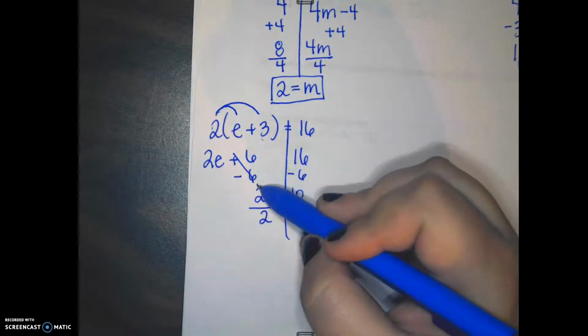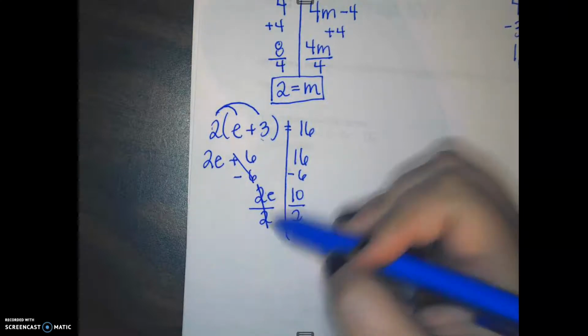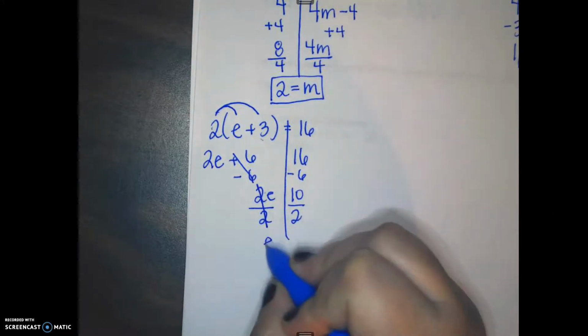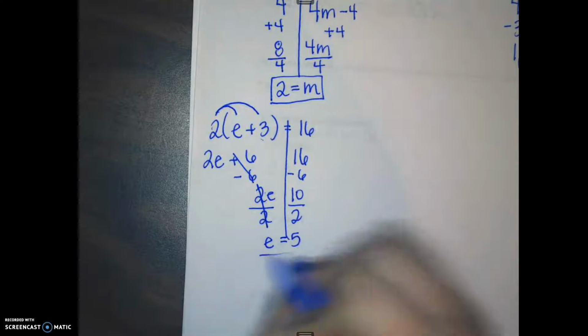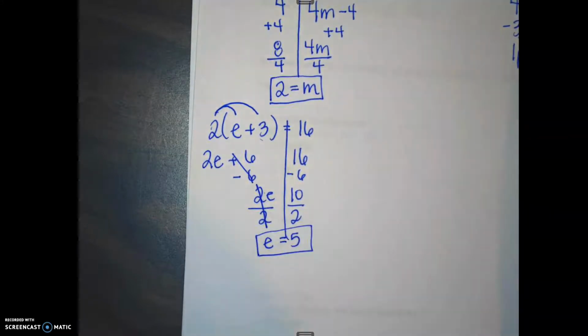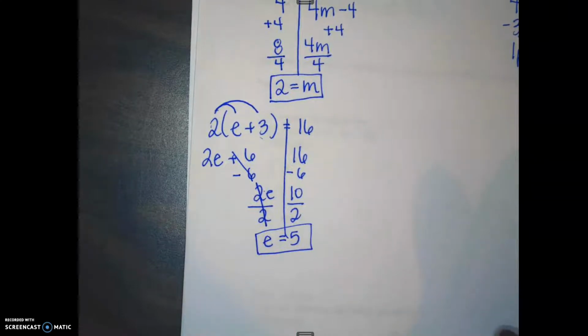Get rid of that coefficient of 2. I'm going to divide both sides by 2. Leaving me with e equals 5. If you need to copy that down, go ahead and do so. Alright, we're going to move on.